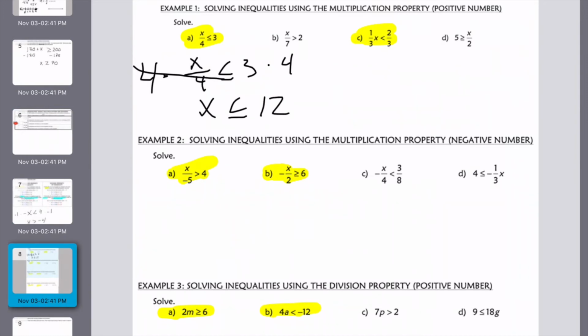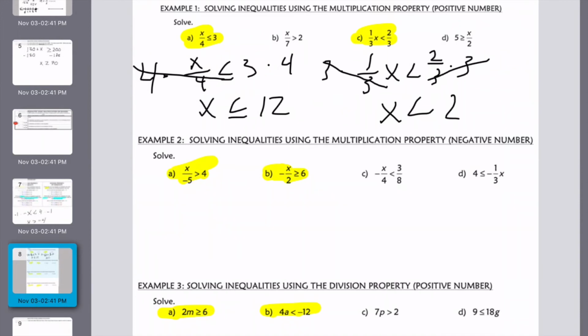Let's try this for c. So I have 1/3 x is less than 2/3. Again, I'm going to try to multiply by my lowest common denominator, which in this case is going to be 3. So if I multiply both sides of the equation by 3, the denominator on the left-hand side cancels out, and I'm left with just x. My less than sign stays the same because I'm not multiplying or dividing by a negative number. And then 2/3 times 3, those 3's cancel out, and I'm just left with 2.